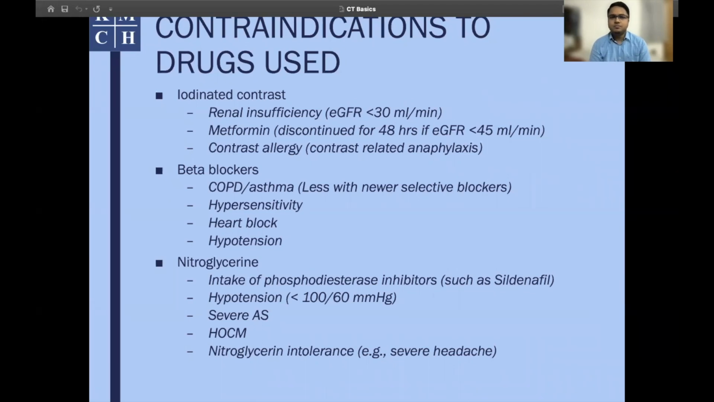Metformin is kind of a dicey thing. If the eGFR is normal, you can just go ahead and do the scan. If the eGFR is low, then it is advisable to discontinue metformin for 48 hours.